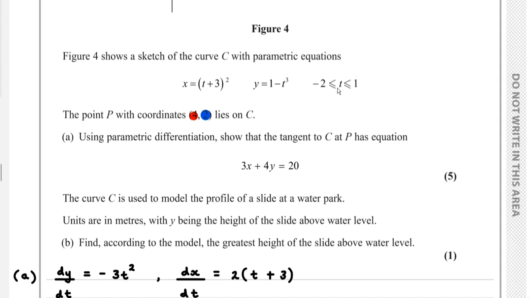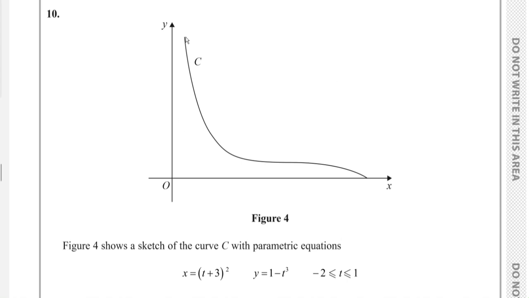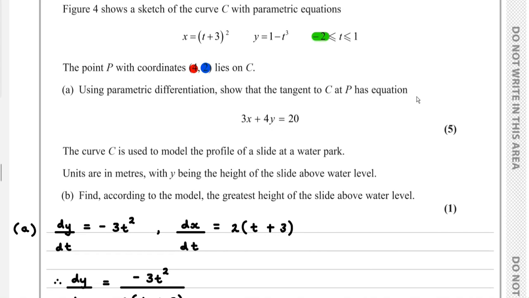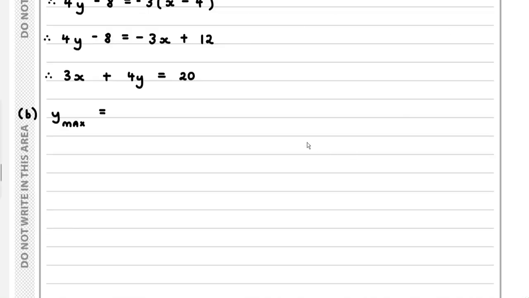So, if we consider figure 4, the greatest height is here, and this occurs when t equals -2. And with t equaling -2, we can use y equals 1 subtract t cubed to find the greatest height. So y max will equal 1 subtract (-2) cubed, which is 9. So therefore, the greatest height is 9 meters.